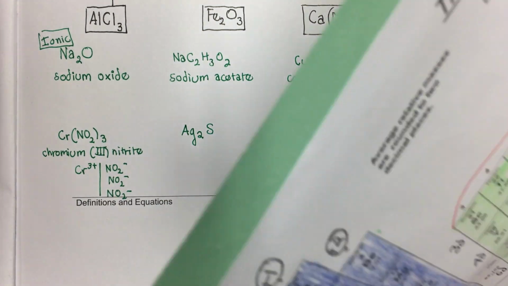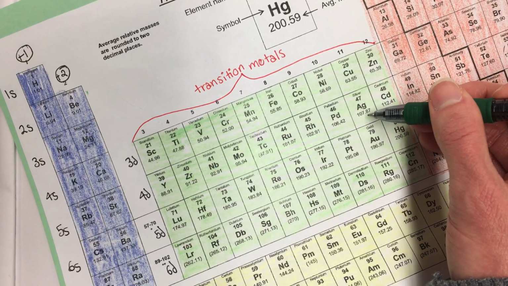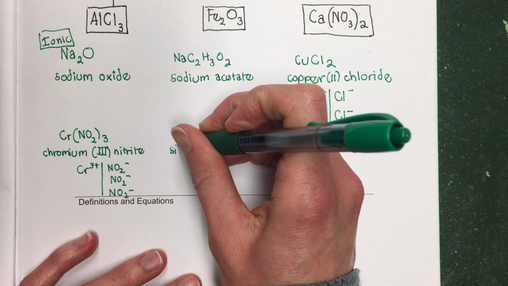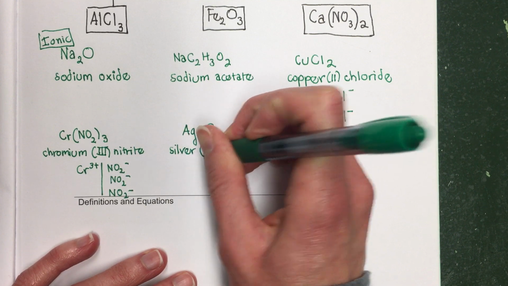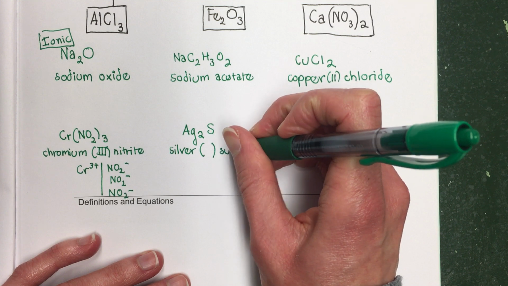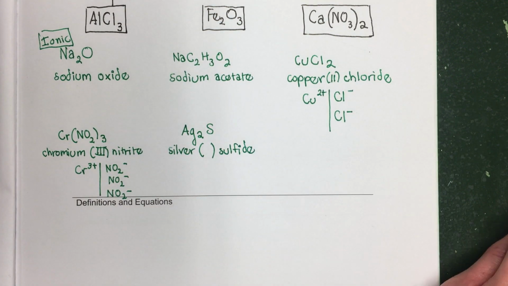Ag2S. So Ag is right here. It's silver, and it's a transition metal, so it will also need Roman numerals. S is sulfur, which we name sulfide, because we changed the ending to ide.